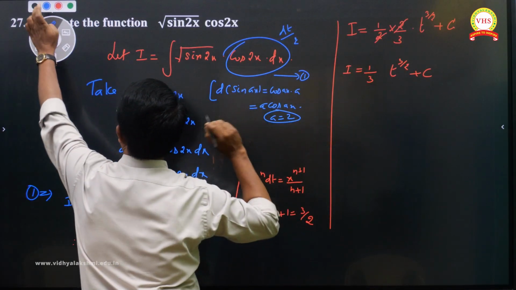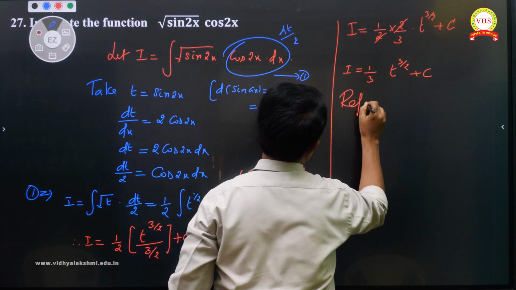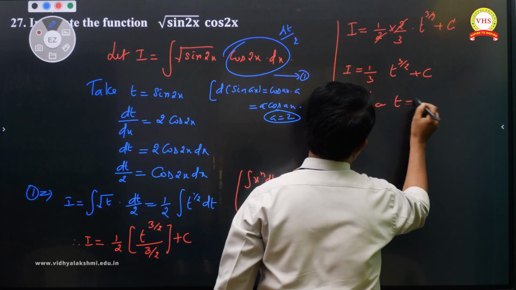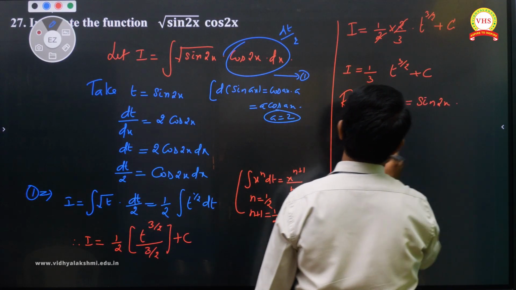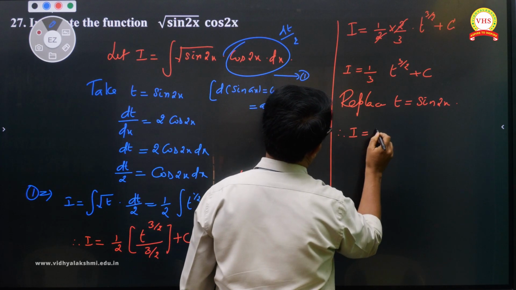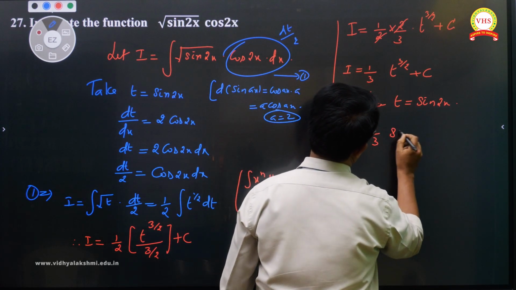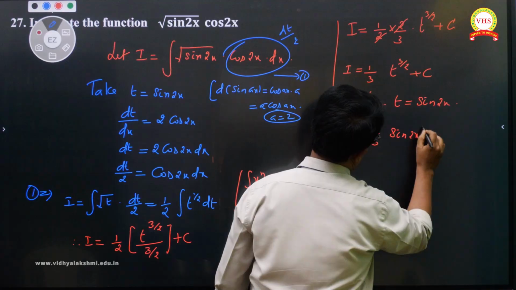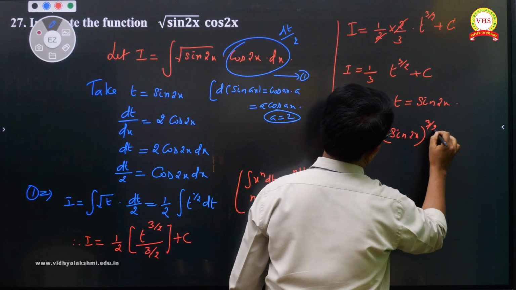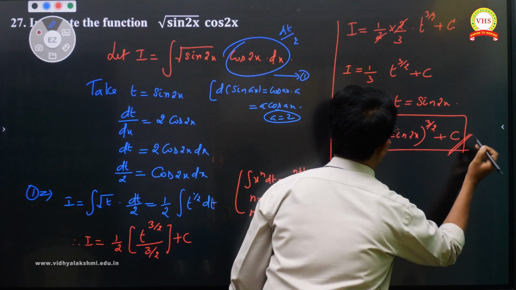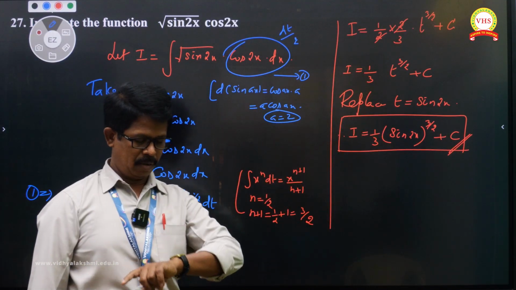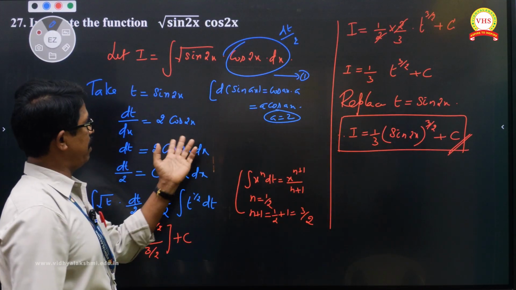And then finally replace t. What have we taken t as? Sine 2x. Yes, therefore I equal to 1 by 3 into sine 2x whole power 3 by 2 plus c. This is the solution of the given function. Okay, any doubt? Yes, can we move on?